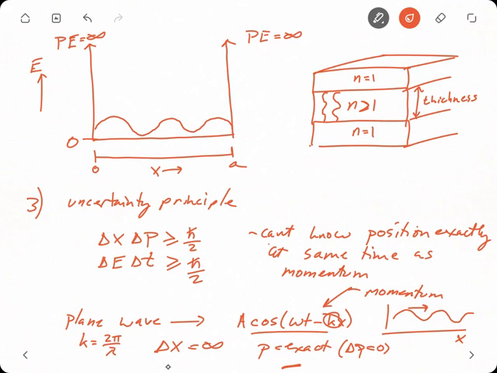So this k here tells you the inverse of the wavelength, and we can actually generalize it to be a vector, and that'll tell you in which direction it's traveling. Okay, so those are the three basic principles that we need to use throughout this chapter on quantum mechanics, as well as throughout the rest of the course. So the next topic to come up is Schrödinger's wave equation, and we'll move on to that.